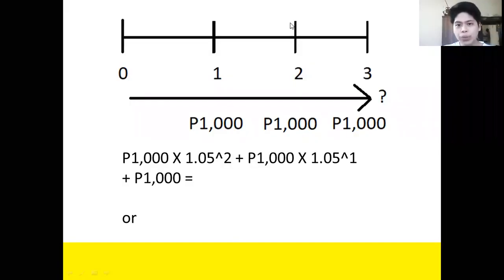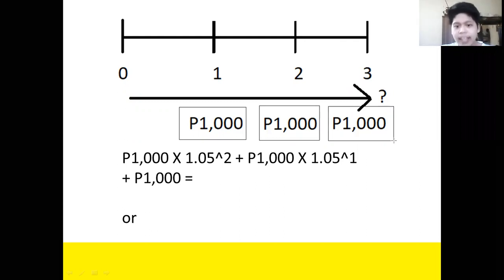Okay? What do we do to solve? Okay, ganito ang approach. We need to find the future value of this, the future value of this, and the future value of this. And then, if we can find the future value for the 3 cash flows, we will add all of them. Okay? So, tingnan natin what is the formula.